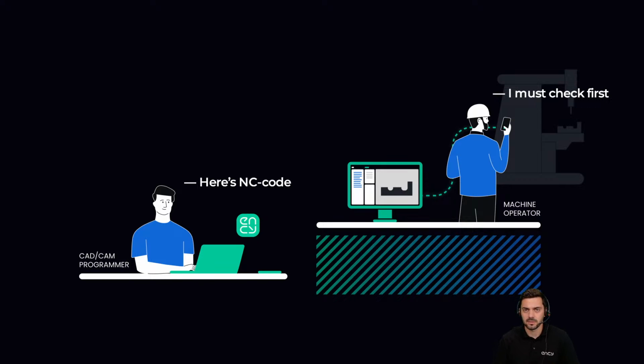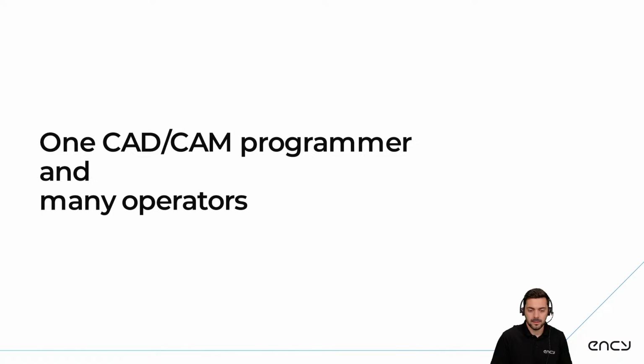The machine is very expensive, so you had better check everything many times before you hit the actual play button on the machine. So he says, I must check your ENCY code first. And what if there is one CAD/CAM programmer and many operators?